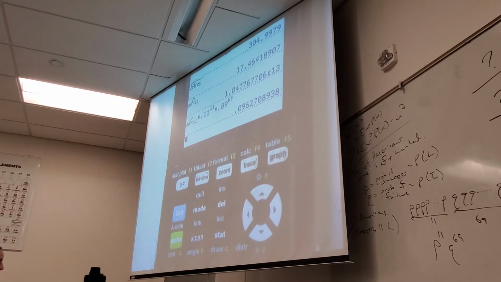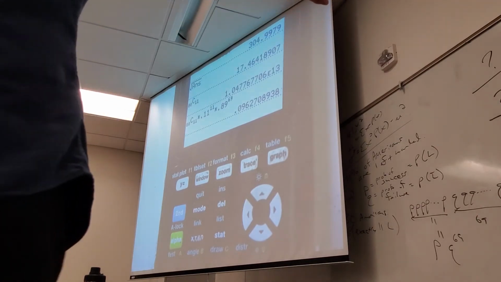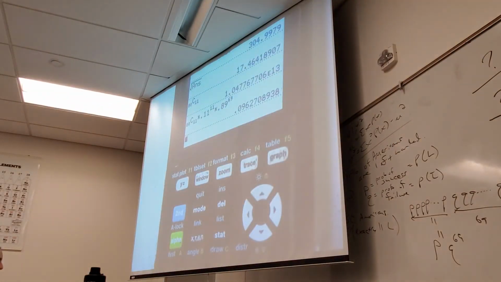But you can also change it. Go back, put 11. You want 11. Hit the over arrow, come back down. Times 0.89 to the 69.